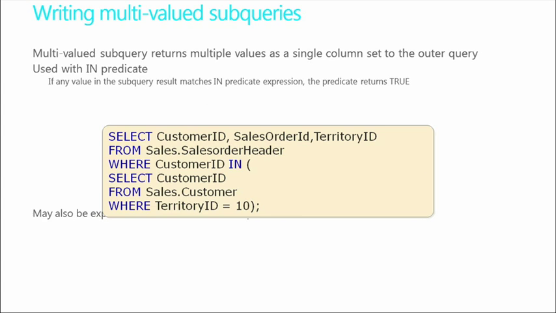Now with multi-valued subqueries, this one's a little off kilter here. The multi-valued subquery returns multiple values as a single column set. So what we're going to do is use the IN clause here. We're going to query the sales order header where customer ID in, well, in what? Well, we're going to perform another select statement: select customer ID from sales.customer where territory ID equals 10. So now the outer query will be performed based on which customer IDs have territory ID equal to 10. So it's going to return that content for us, or perform that query for us based on that subquery.